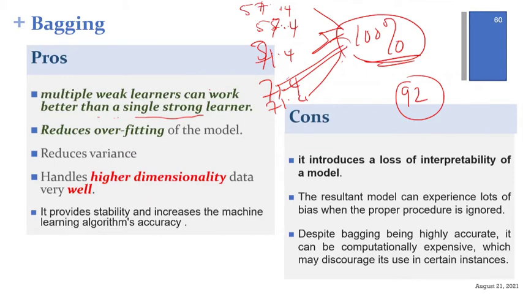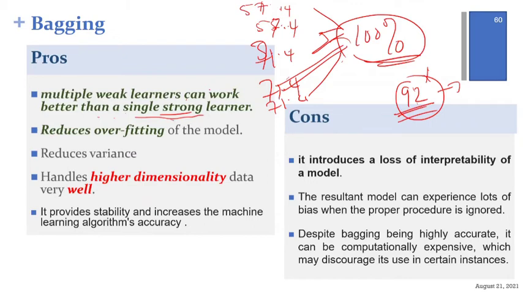This is why we say that sometimes multiple weak learners can work better than a single strong learner. So once you are carrying out modeling and you find out that your accuracy got stuck somewhere and is no more improving, don't just waste your time. Go inside, try Ensemble and see how far you can go.